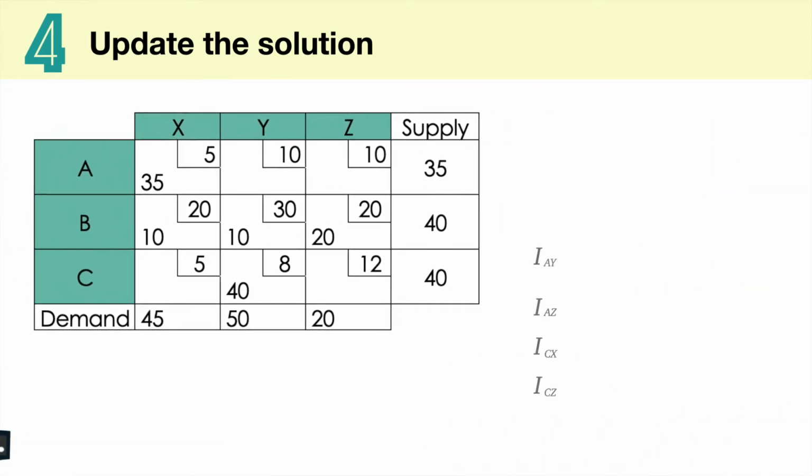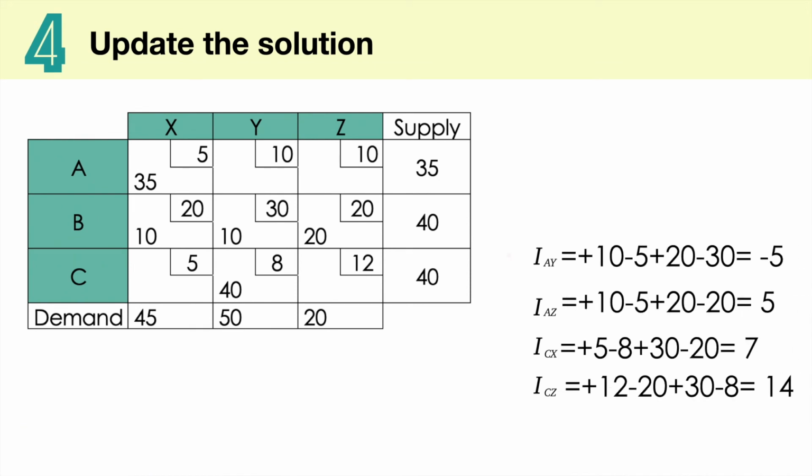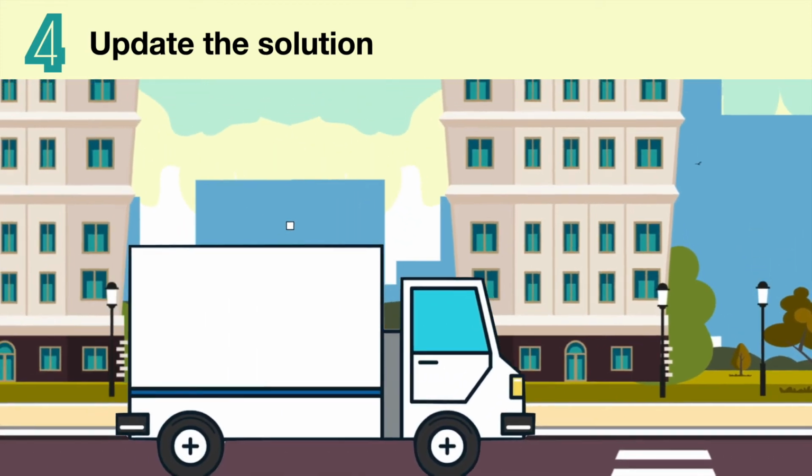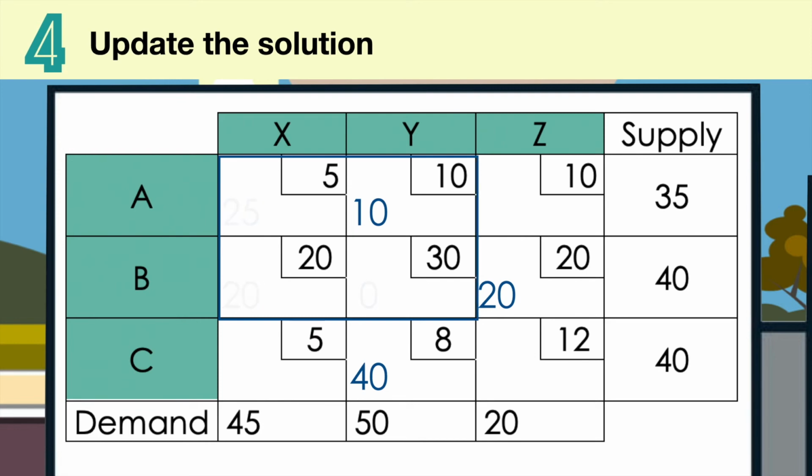We are going to test the improvement index for each square, and we are able to get the following values. The solution is not yet optimal because AY had a negative value. We are going to update the solution again by utilizing AY. The value can be found by selecting the smallest number found in the squares containing minus signs. In this case, it is 10. This number is added to all squares with plus signs and subtracted from all squares with minus signs to obtain a new solution. The new solution is as follows.